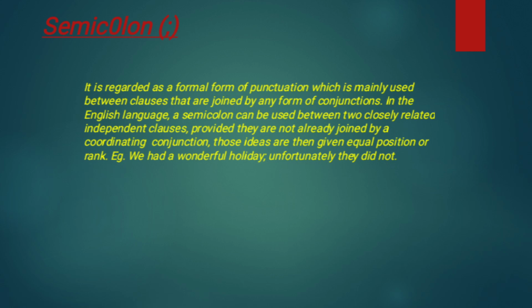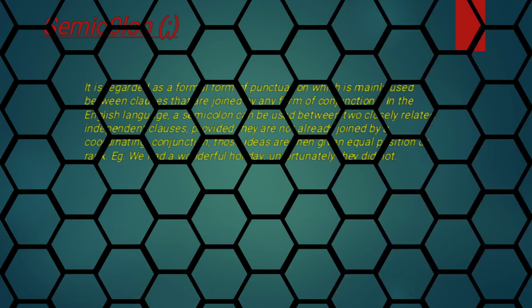Let's look at the semicolon. It is regarded as a formal form of punctuation, which is mainly used between clauses that are joined by any form of conjunction. In the English language, a semicolon can be used between two closely related independent clauses, provided they are not already joined by a coordinating conjunction. Those ideas are then given equal position or rank. Example, we had a wonderful day; unfortunately, they did not. So that is the semicolon.